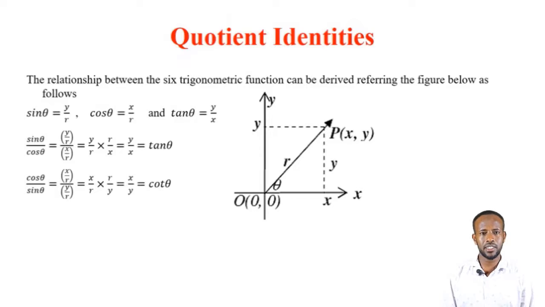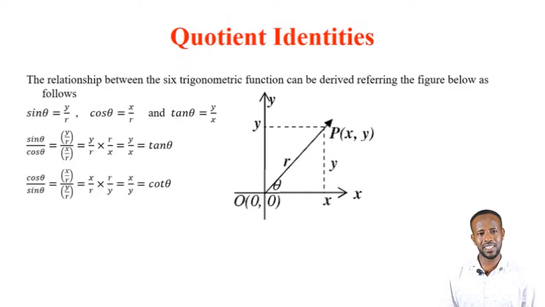What are the quotient identities? One, tan theta is equal to sin theta over cos theta. The second, cotangent theta is equal to cos theta over sin theta. What was the relationship between tan and cot? They were reciprocal of each other. If tan theta becomes sin theta over cos theta, what do you expect for cot? Interchange, upside down. Take cos as the numerator, sin as the denominator. So these are the quotient identities.